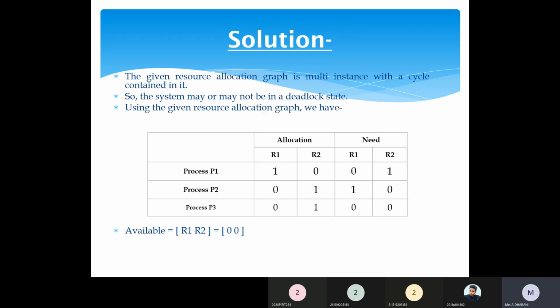So the system may or may not be in a deadlock state. Using this given resource allocation graph, we have process 1, process 2, and process 3. We need to form a current allocation table, and in this table we have R1 and R2 as the resources, and the resources currently allocated to process P1: resource R1 is allocated. From this diagram you can form this table.